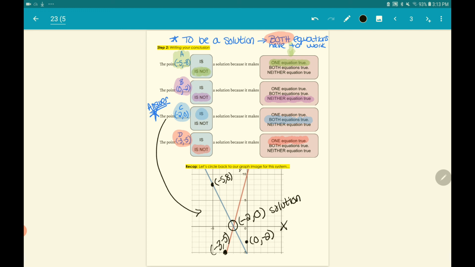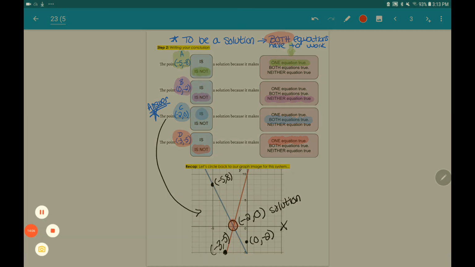All right, so remember, to recap, in order for it to be a solution, the coordinate needs to be on both equations.